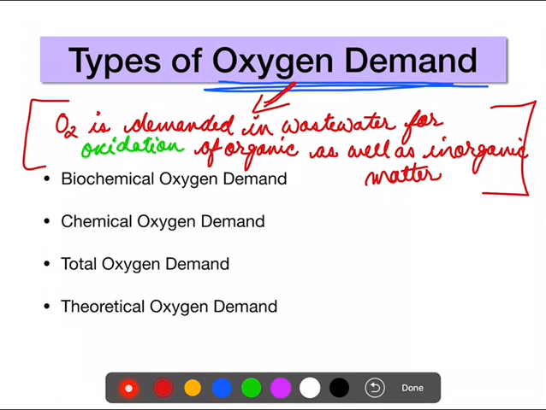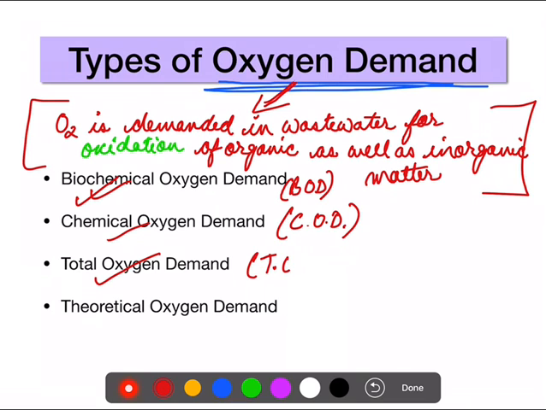Now there are four different types of oxygen demand. One is biochemical oxygen demand, in short called BOD. Next is chemical oxygen demand, in short called COD. Then total oxygen demand, called TOD. And last is theoretical oxygen demand, also called THOD. So these are the most important types of oxygen demand.